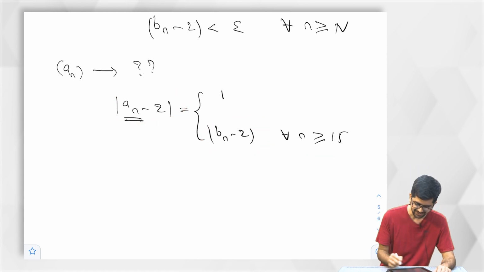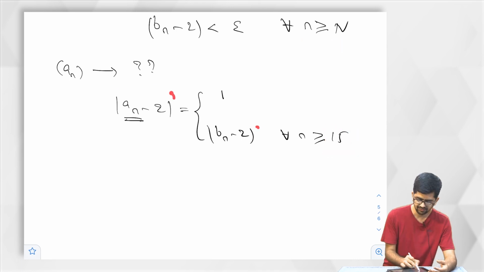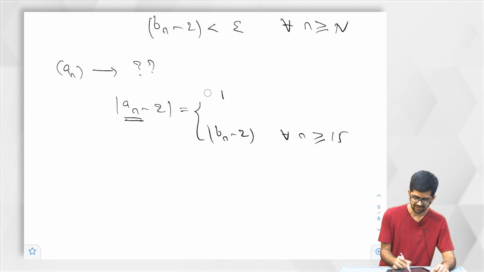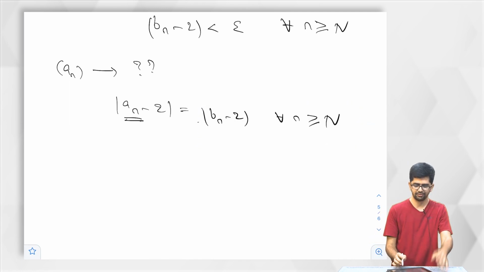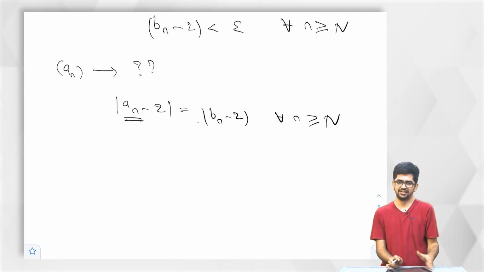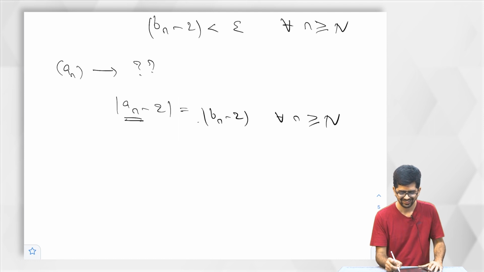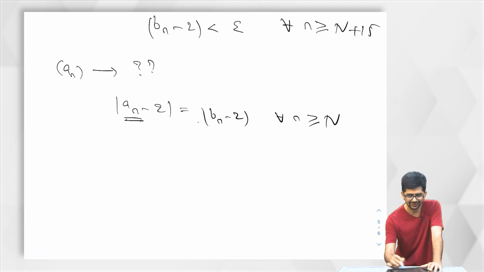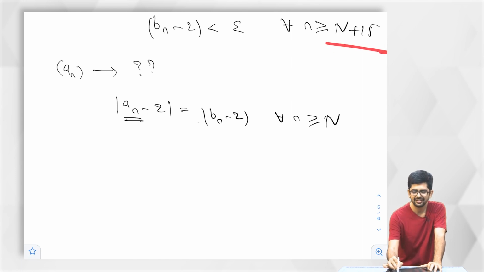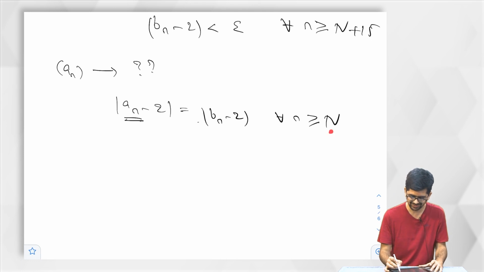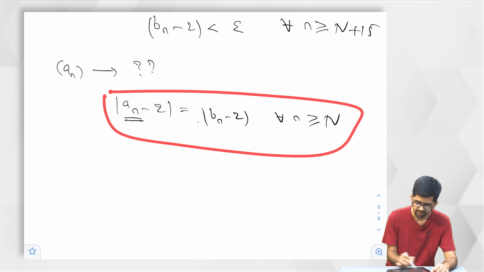So let us take the maximum of this and this. Suppose n is greater than 15. If this is equal to this for every n greater than or equal to 15, it is true also for this. So maybe we can remove this and simply write this. This is true for all n greater than 15. If this N is less than 15, then you can instead take N prime, which is N plus 15, greater than 15 of course. Then you can write that N here again. So this is true for all n greater than N.